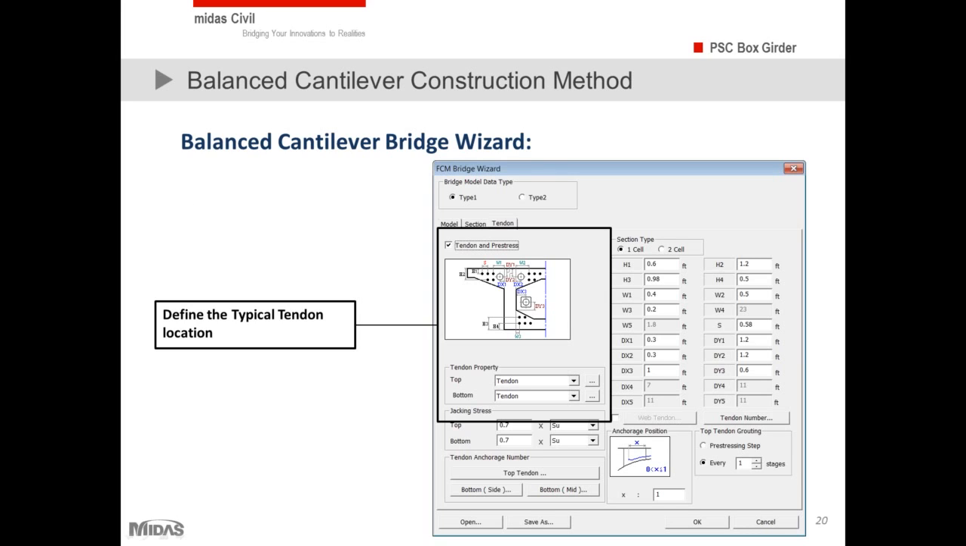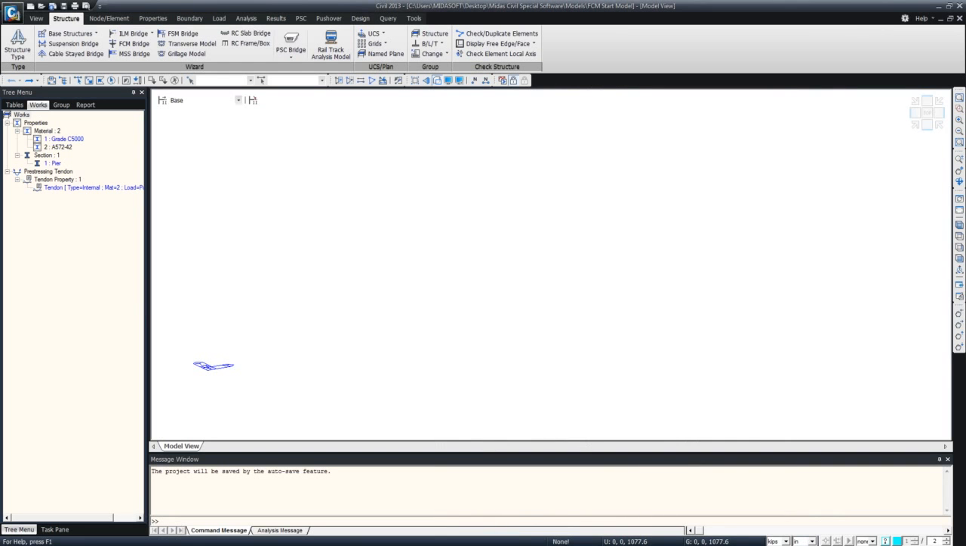Now I would like to show you how MIDAS Civil Wizard works in MIDAS Civil itself. So I'll open a MIDAS Civil model and I'll show you how you can use MIDAS Civil to generate the geometric model of a bridge constructed using balanced cantilever approach. So this is how the work window of MIDAS Civil looks like. I hope most of you are familiar with it.